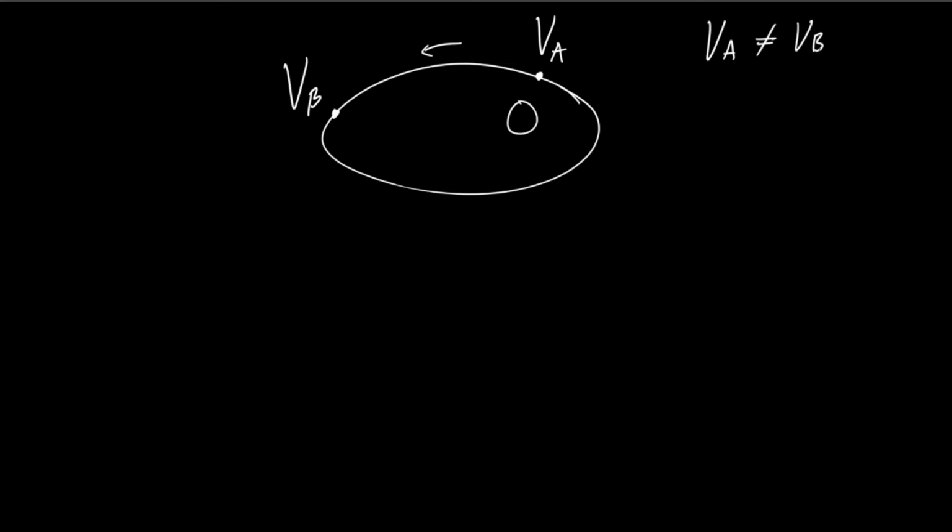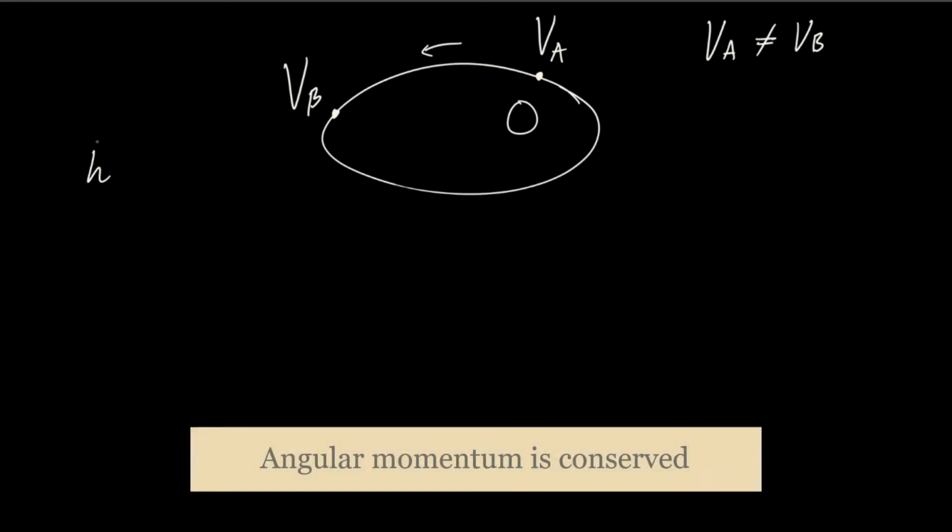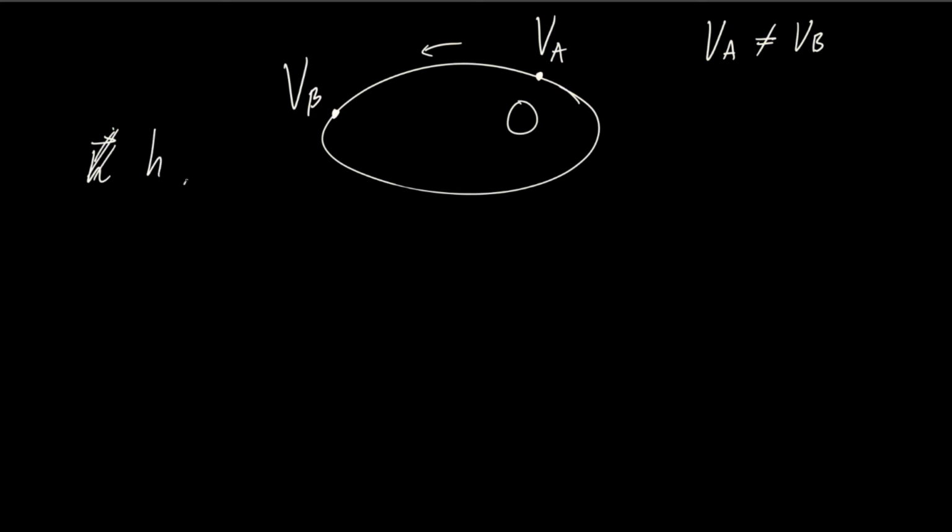Why is that? Because the closer you are to the planet, the faster you go. And the further you are, the slower you go. And why is that? Because the angular momentum is constant. So h, well, I should probably say h is constant.